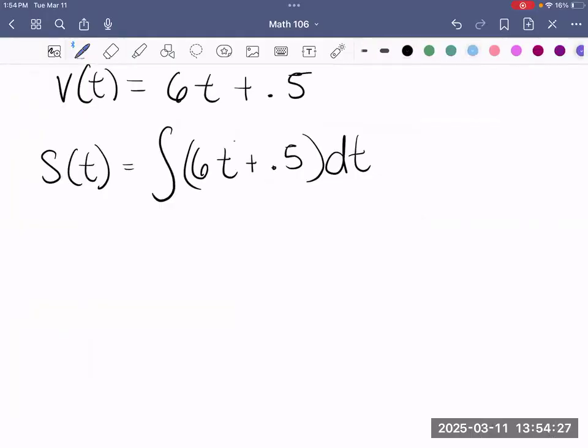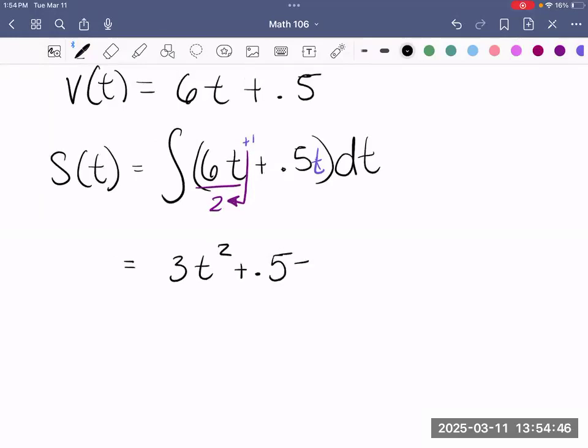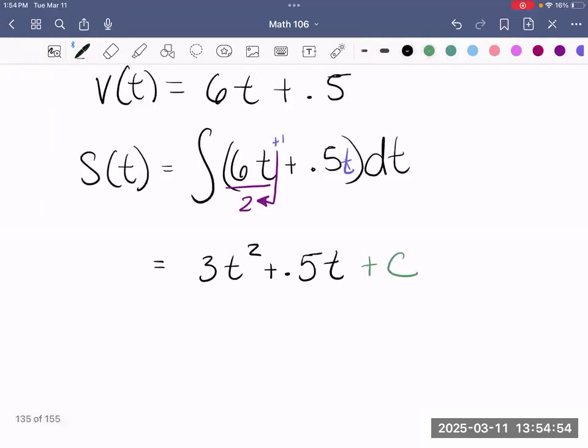So we can add 1 and then divide by 2 here. And here we just get to add, not an x, but a t. So here we have 3t squared plus 0.5t. And then we can say plus c. Now this is your position function.